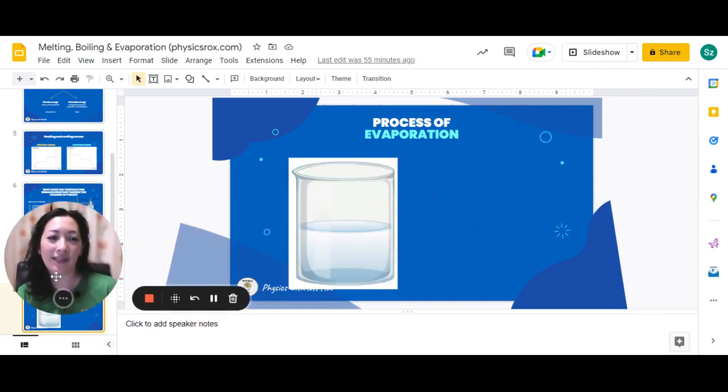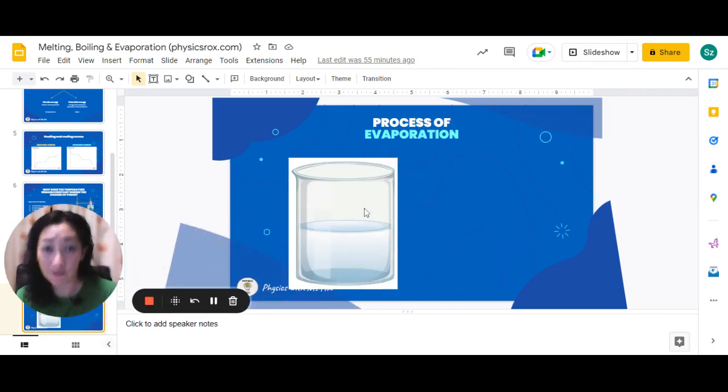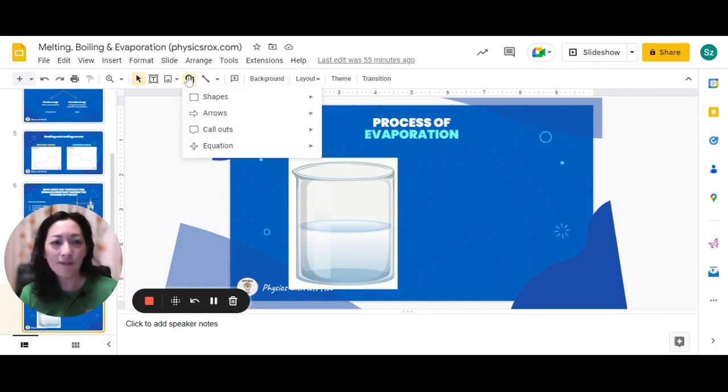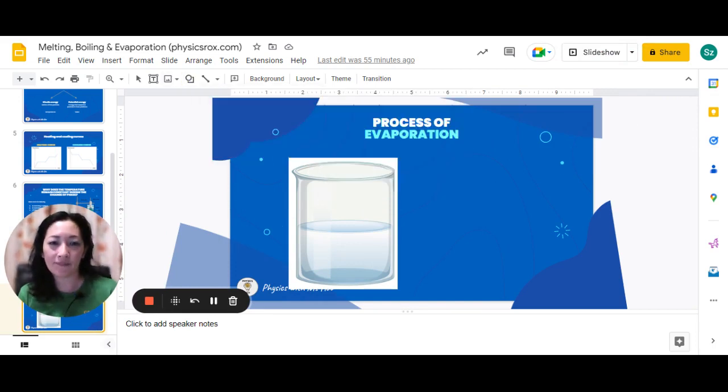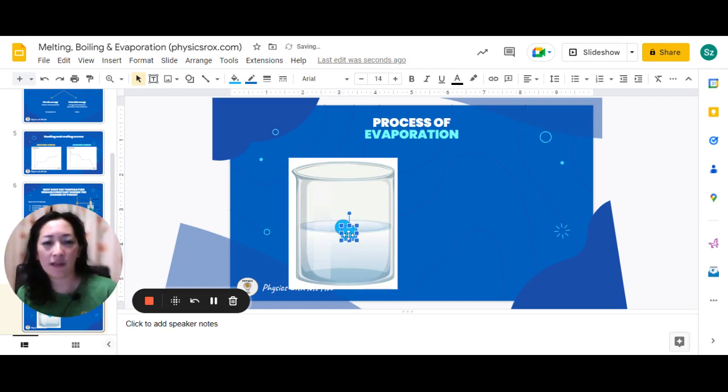I'm going to move my face this side. Yes, I know there's a bunch of slides. Just focus on what's going on here, okay? So let's say this particle represents some water particles. Let's just put a few more particles here.